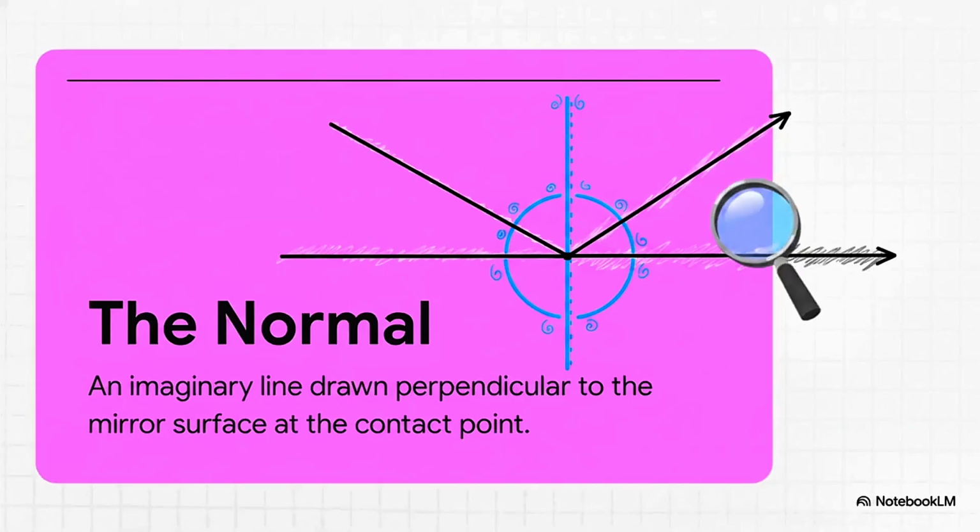There's this invisible concept at play here called the normal. You obviously can't see the normal in real life. It's an entirely imaginary line that we draw, exactly perpendicular, meaning at a perfect 90-degree angle to the mirror surface, right at the exact point of contact. Why in the world do we invent this invisible line? Because it gives us a perfectly straight, reliable baseline to measure all of our light's angles against.